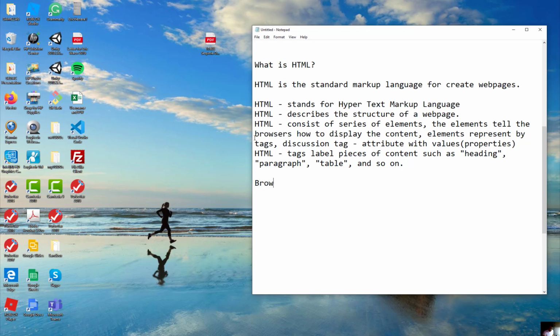Something to know about browsers: browsers such as your Edge, Firefox, Chrome, Safari. These are the different types of browsers that you can have out there. These browsers are interpreters of the HTML.